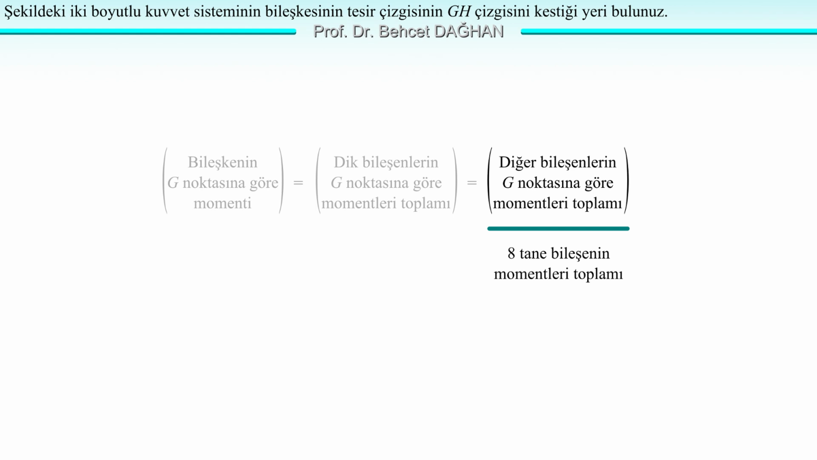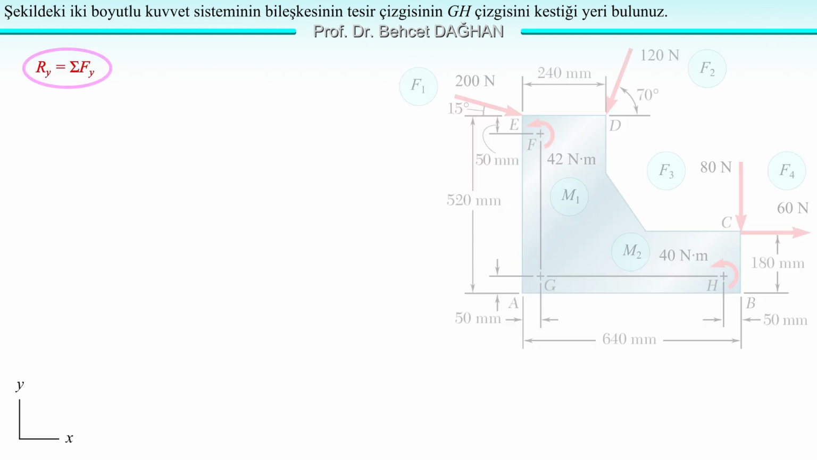The moments of the other components about point G are also equal to this. There are 8 components. We'll add their moments and set them equal to this. Now, let's first find the moments of the rectangular components. Only Ry has a moment anyway. So, let's find Ry first.